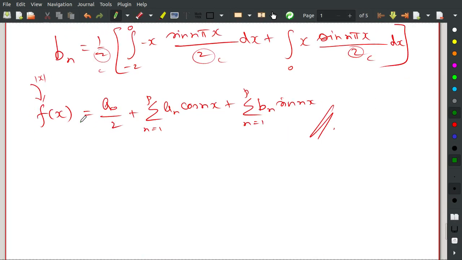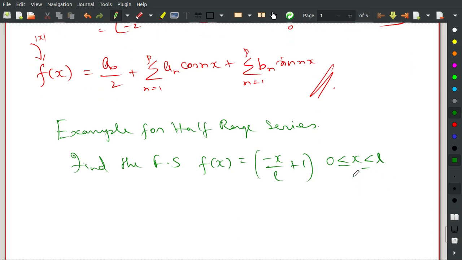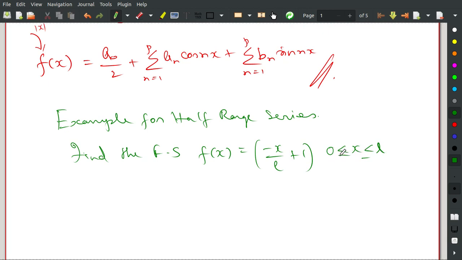So next let me work out an example for off range series. Question is, find the Fourier series for f of x equals to minus x by L plus 1, in the range 0 less than or equal to x less than or equal to L. See, the length of this interval is L. So this is obviously an off range series.